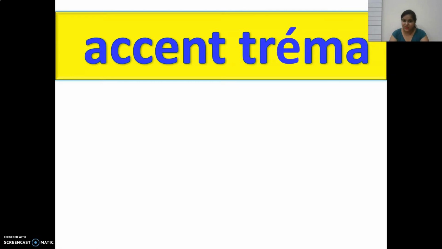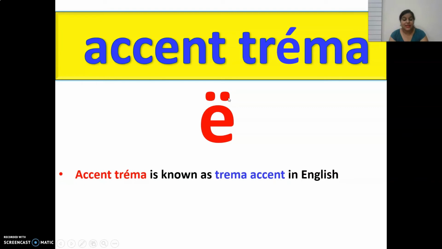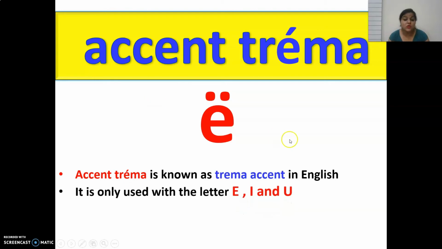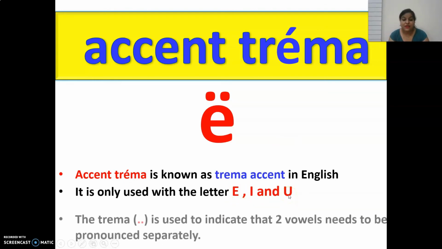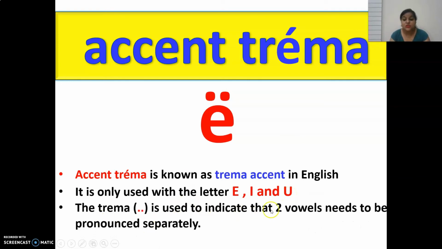So how does it look? It looks like these two dots. So the two dots over the E alphabet are accent tréma. Let's learn about accent tréma. Accent tréma is known as trema accent in English. It is only used with the letters E, I and U. Now trema is used to indicate that two vowels need to be pronounced separately.